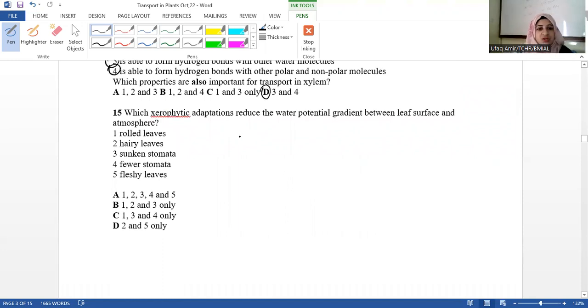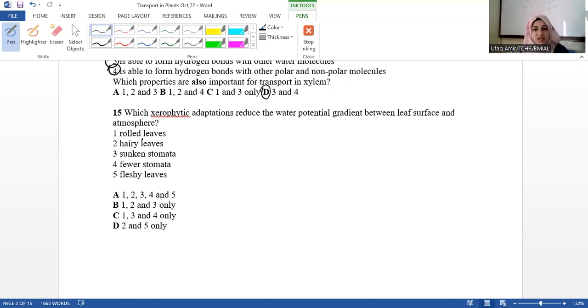Which xerophytic adaptations reduce the water potential gradient between leaf structure and atmosphere? You know that the xerophytic plants have sunken stomata. They have a spongy stem which stores a lot of water. They have deep roots, and there are different adaptations of these xerophytic plants, because they survive in very low water conditions, where the water is very less in the soil, and there is very low humidity. So that is why there is a high rate of transpiration, and there is a chance of wilting of the plants. So in order to conserve water, xerophytic plants have a lot of adaptations.